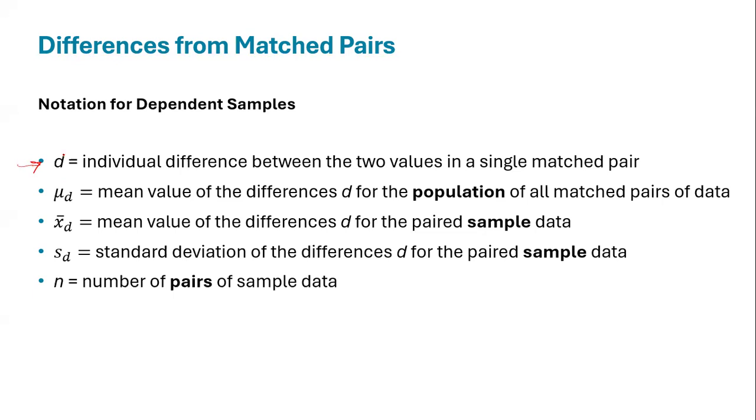After finding differences, we have a new set of data. So we will have mu sub d, which is the mean value of those differences for the population, which we use when writing the null and alternative hypotheses. We also have x bar sub d, which is the mean value of the differences for the sample data. That's the mean of the d values, or sometimes we show it by d bar. D bar means the mean of the d values. S sub d is the standard deviation of those differences for the sample, and n is the number of paired data.